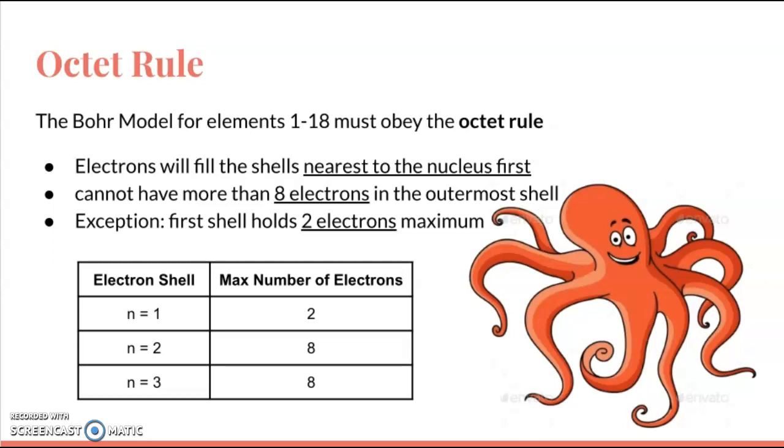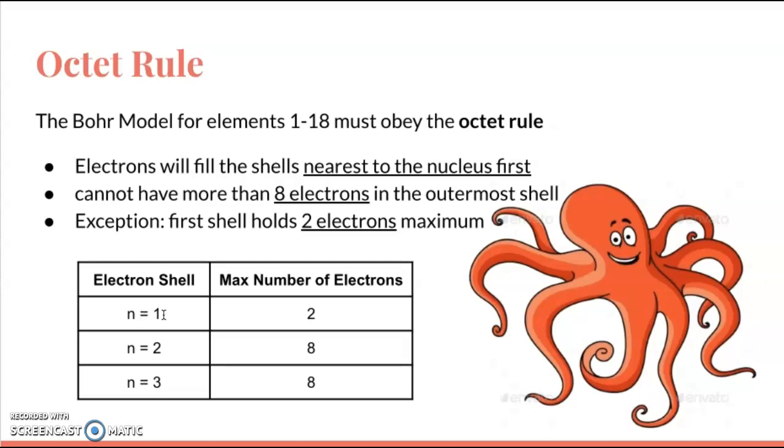An octopus has 8 tentacles: octet rule, 8 electrons. The only exception to that is your energy level 1, right? Your first shell can only hold 2 electrons maximum. And so we have a chart here. I refer to my electron levels with n equals blank. N is my energy level, or my principal energy level.